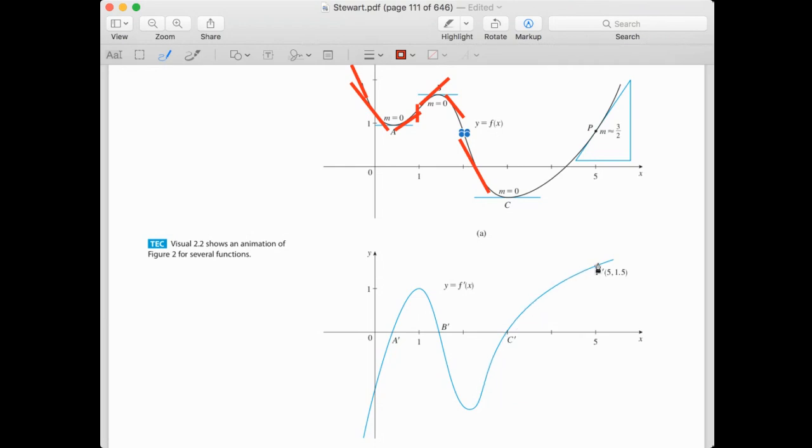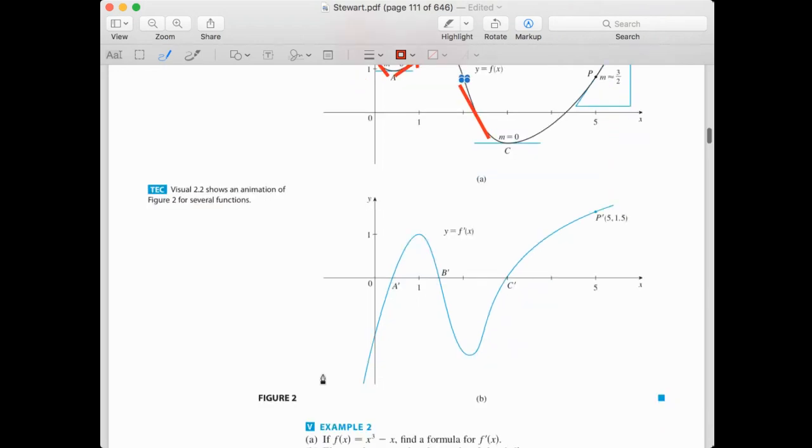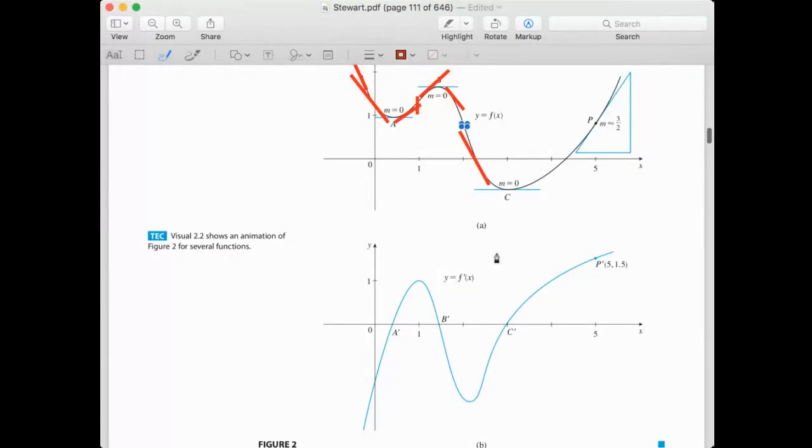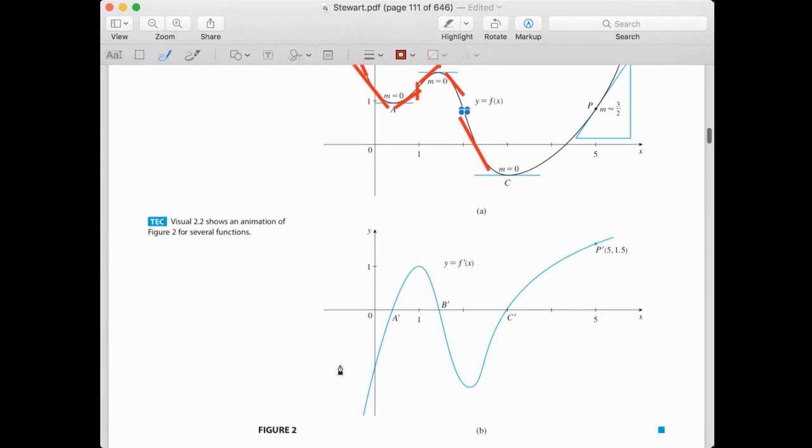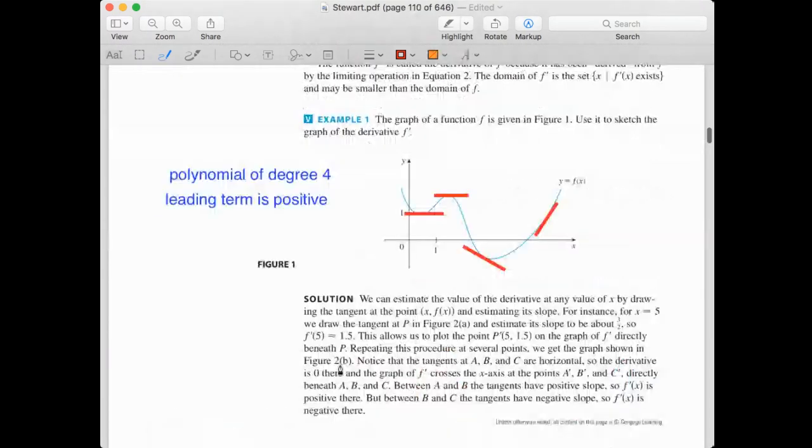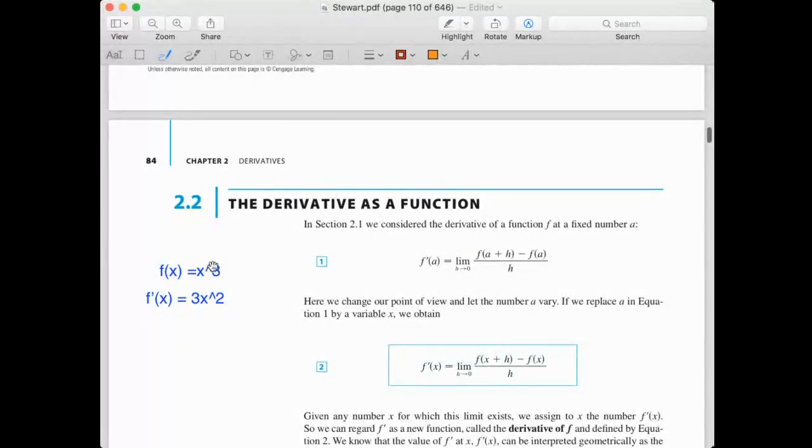All right. The original function, and the slope is another function, as we could see here. In my example, if we have a polynomial of degree 3, then its derivative is a polynomial of degree 2. It's another function. We can draw this function as well.